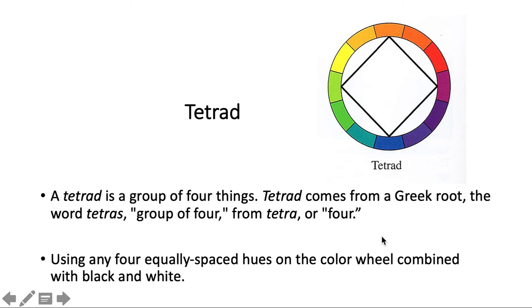Tetrad. This one interests me a lot. It's unusual. So let me read the definition. Using any four equally spaced hues on the color wheel, combined with black and white. I've also heard people call this double complementary.